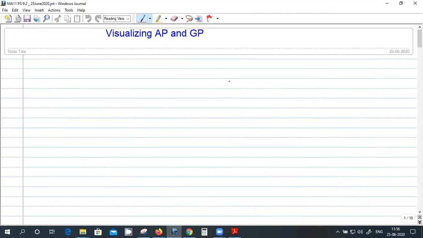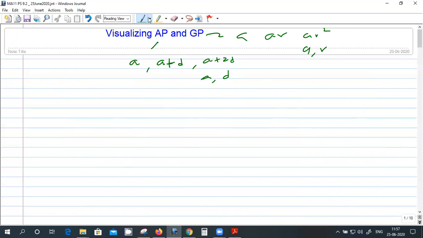What is an AP? Sir, AP is a series where there is a common difference between two consecutive terms. So two numbers A and D will define AP, right? If you fix A and D, then AP is fixed. Similarly, GP is A, AR, AR square. So if you fix A and R, the GP is fixed.